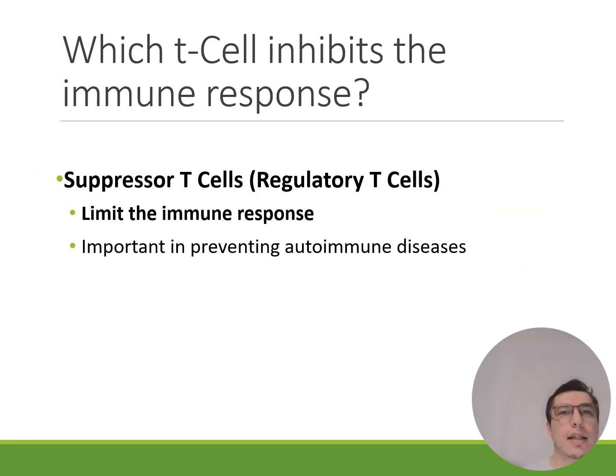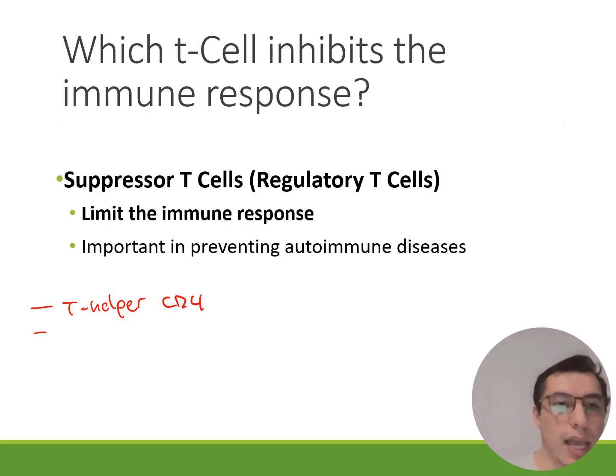Which T cell inhibits the immune response? So we have different types of T cells. Remember the function of each one of them. We have T helper or CD4. We have T cytotoxic cells, which are also CD8. We have T regulatory and T memory.